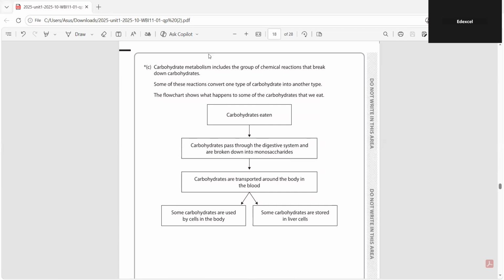And the C part of the question: carbohydrate metabolism includes the group of chemical reactions that break down carbohydrate. Some of these reactions convert one type of carbohydrate into another type. The flow chart shows what happens to some of the carbohydrates that we eat. So when we eat carbohydrate, what will happen? It will pass through the digestive system and it is broken down into smaller units called monosaccharides. And these carbohydrates are transported around the body. Which are transported? That's monosaccharides, right? Which circulate around the body in the blood. And some carbohydrates are used by cells in the body and others are stored in the liver cells. So excess may be stored in the liver cells and others will be used by the body.